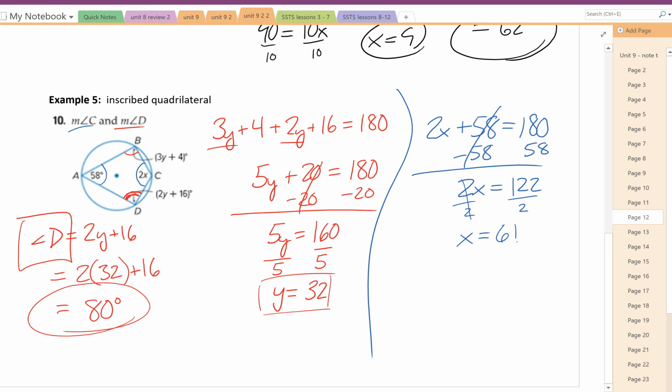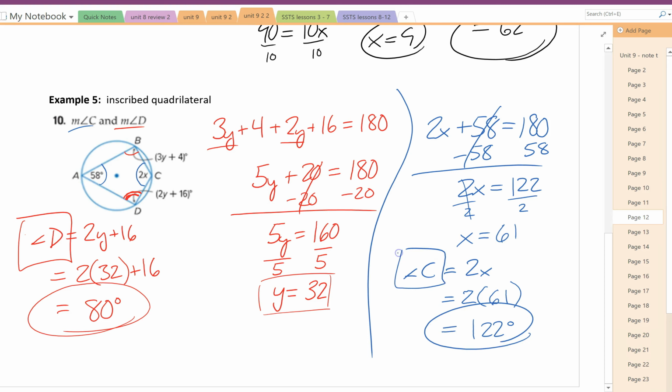Okay, but again, I'm not done because it wants to know angle C. Angle C is 2x. 2x is the same thing as 2 times 61. Right, because I just found that x is 61. 2 times 61 is 122, so angle C is 122.